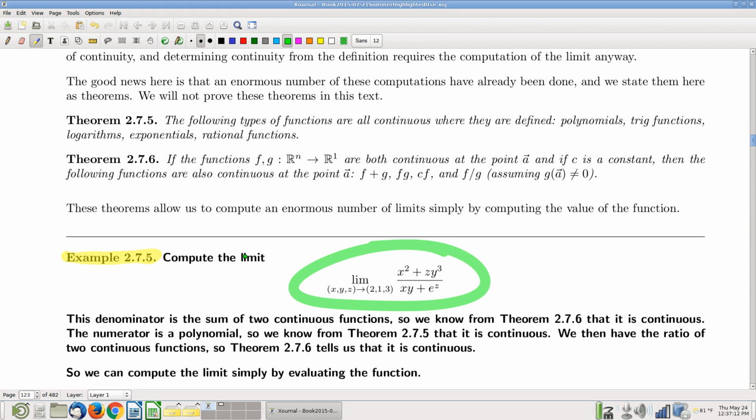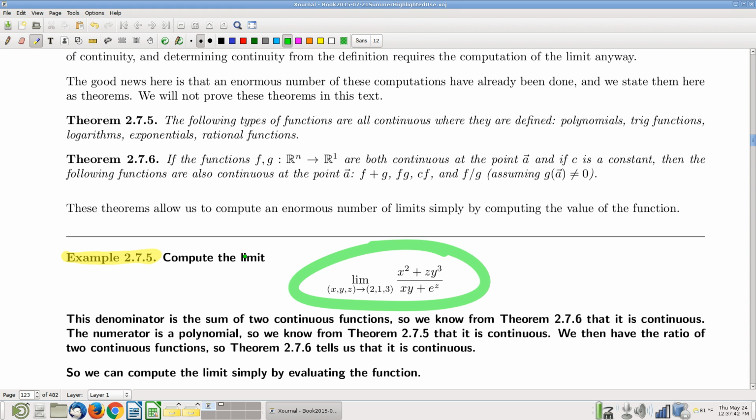Okay, let's look at the denominator for a minute. xy, that's a polynomial, continuous. E to the z, that's an exponential, continuous. Now, the sum xy plus e to the z is not a polynomial. It's not an exponential, but it is a sum of 2 known continuous functions. Therefore, this denominator is continuous.